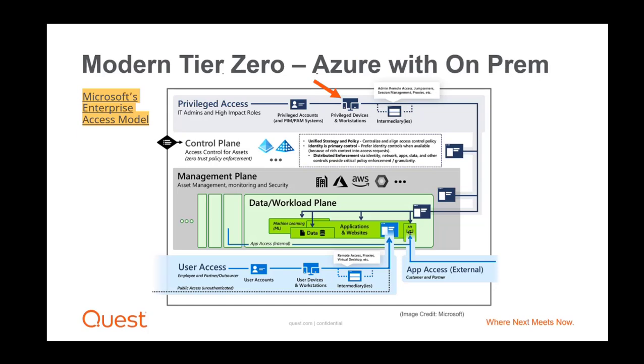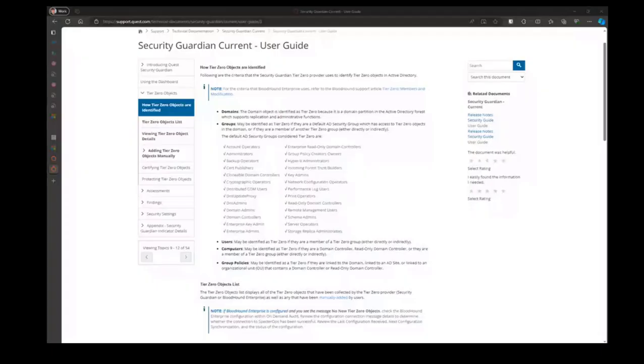Let's talk about what is Tier 0 and how we collect it within our solution. So excuse me while I transfer over. In our user guide, we're going to follow exactly what Microsoft calls out as Tier 0 objects in Active Directory. So there's no real thinking here.